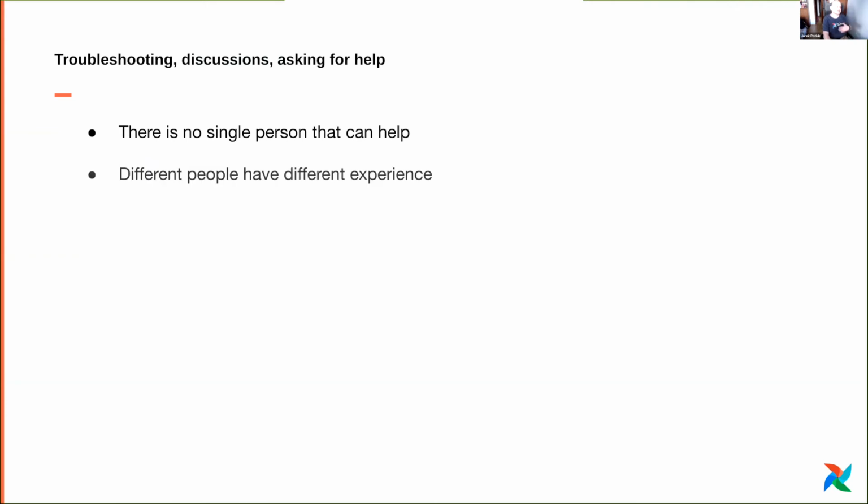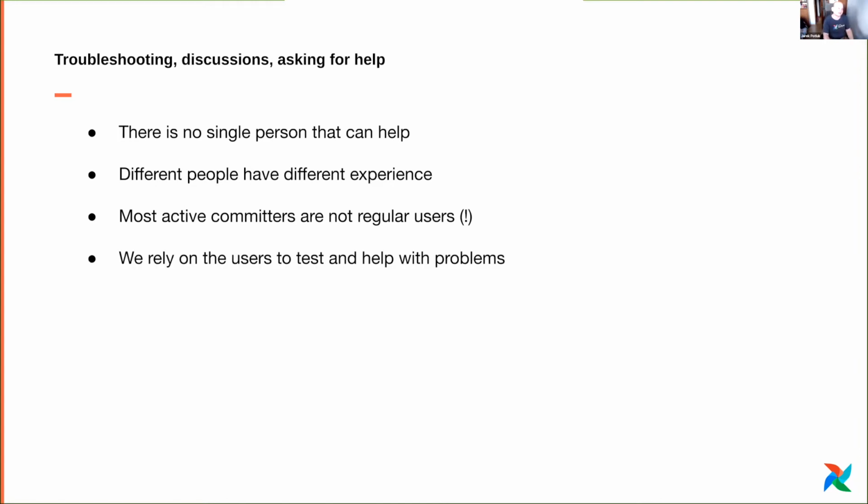Sometimes you need to be patient, because different people have different experience. Active committers are not regular users, so they might not understand your question or might not see the problem that you have. Maybe you need to explain it again, or a little bit differently. But you can get help from other users as well. So this is important: when you ask in public, the other users can help you, not only committers. And this is actually happening all the time, and I'm amazed how the community works.